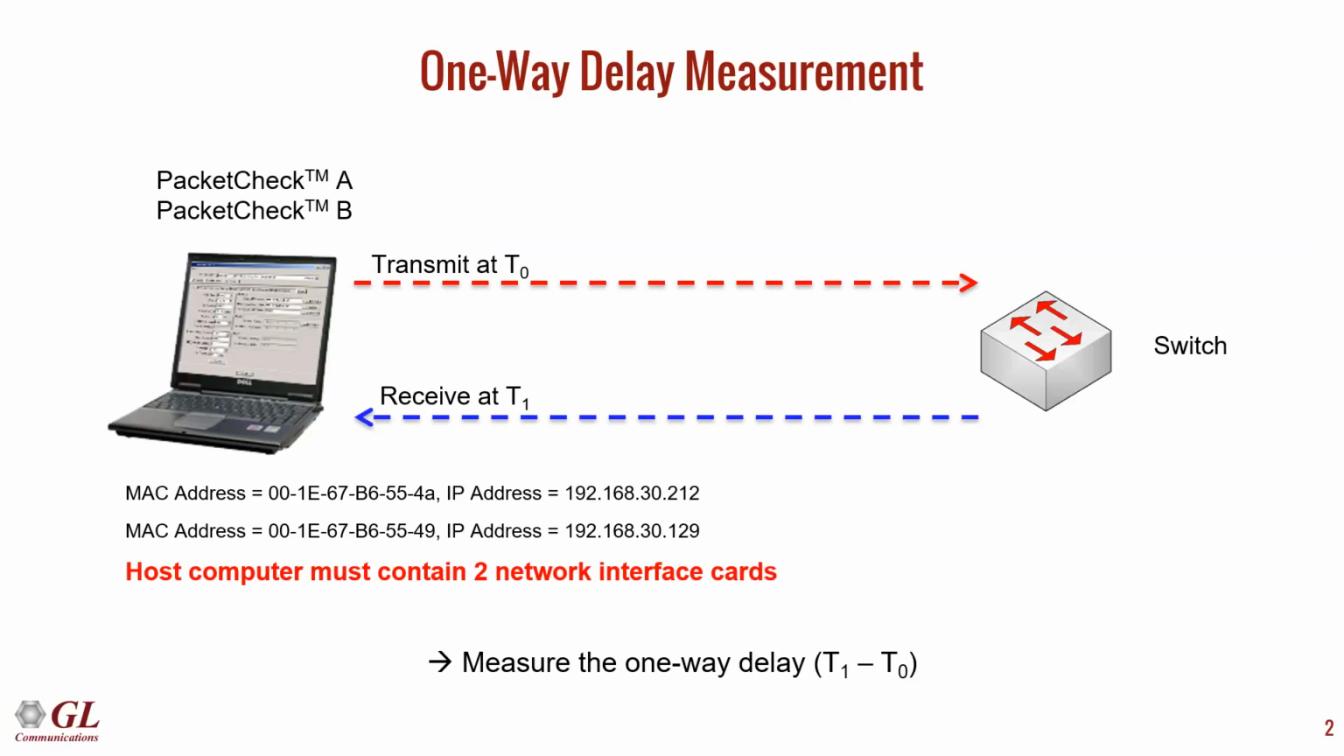PacketCheck measures one-way delay by running two instances of PacketCheck on the same computer. The computer must contain two separate network interface cards. Both Ethernet ports are connected to the device under test, which in this case is a switch. Let's call these PacketCheck A and PacketCheck B. PacketCheck A will insert a timestamp into the packet payload and then transmit to PacketCheck B. PacketCheck B will receive the packet and calculate the one-way delay.